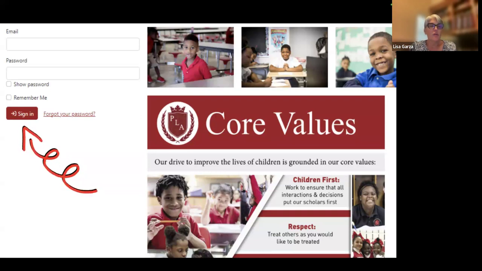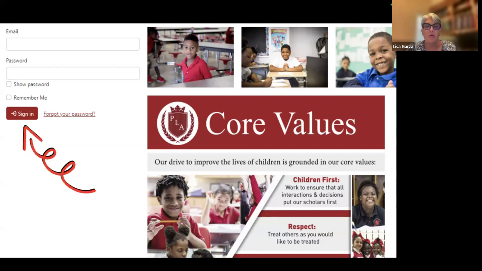Since it's your first time logging in, you will go to forgot your password, and you will put your email address there, and it will send you a link to be able to log into the coaching cycle platform. You will create a password, and then you will use that password each time that you log in.